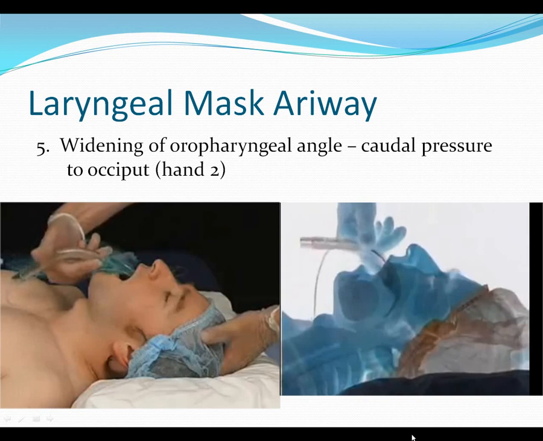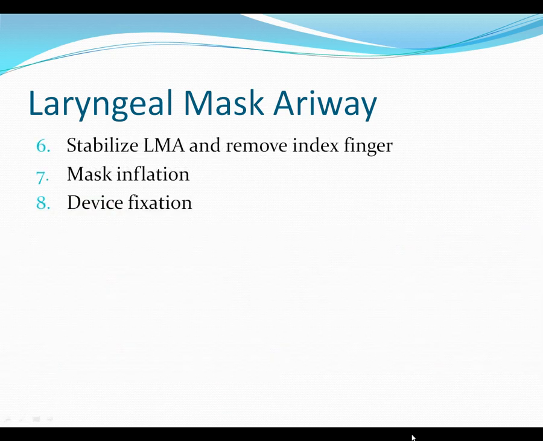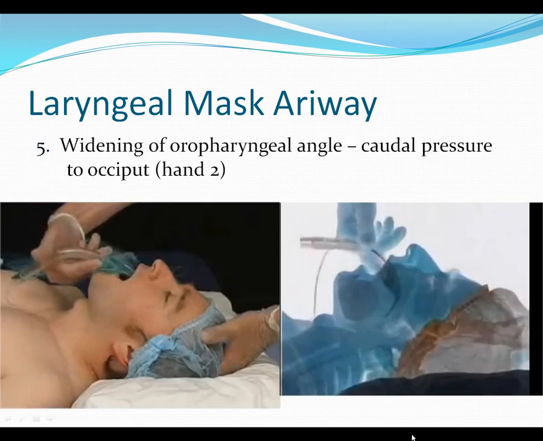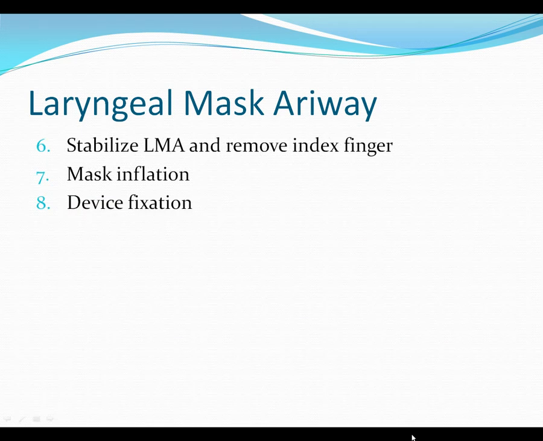And then with the other hand, you push caudally on the back of the head to open the mouth. And here's a picture of the finger sliding up the hard palate. And then the goal is for this tip of the LMA to go into the top of the esophagus so that the whole of the LMA looks right at the vocal cords. So that's the rationale for making this sound like swallowing, because you want it to end up with the tip just at the esophagus. Stabilize the LMA, remove the index finger, inflate the mask, and fix the device with tape.